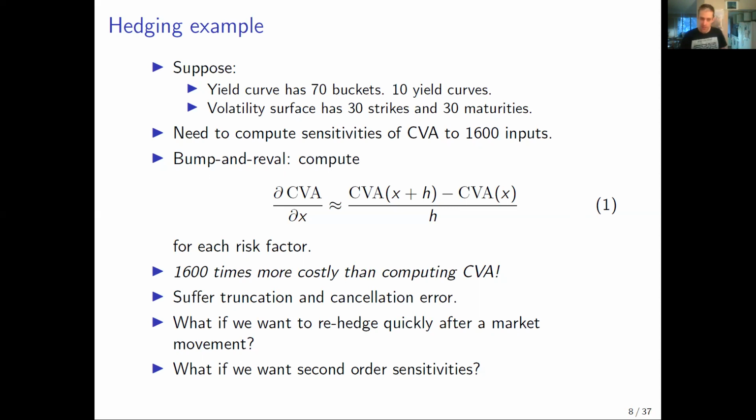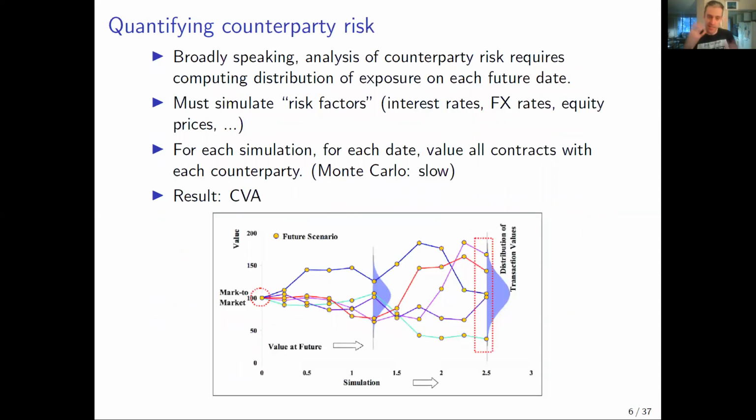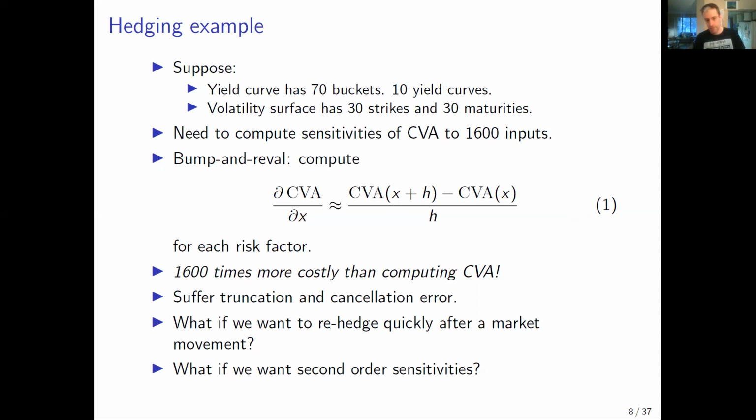Now, the problem is, if we take this approach, then we need to compute x plus h 1,600 times for different perturbations corresponding to the partial derivatives we're interested in. And we already said that computing CVA is extremely costly because it requires this massive simulation. So now what we're talking about is, in order to compute the relevant derivatives, repeating this massive simulation something like 1,600 times, which is extremely costly, probably prohibitively costly.